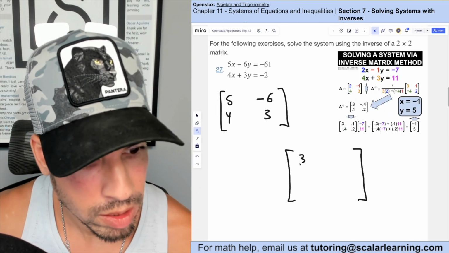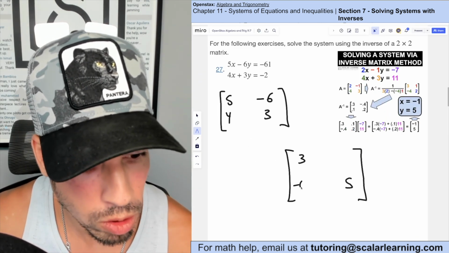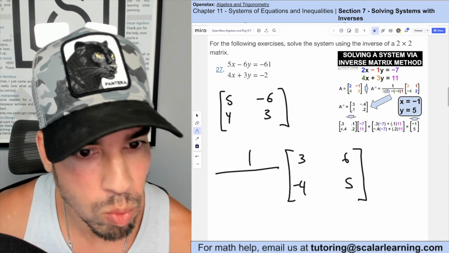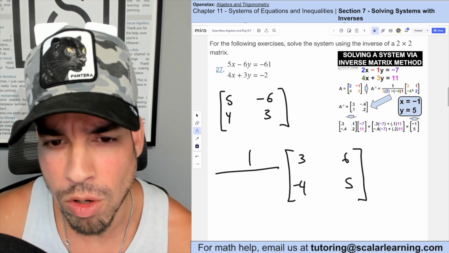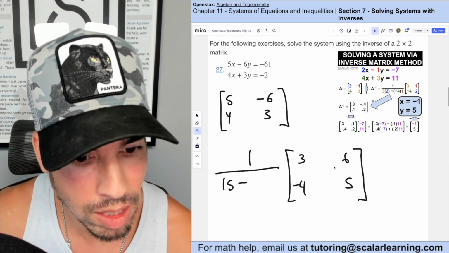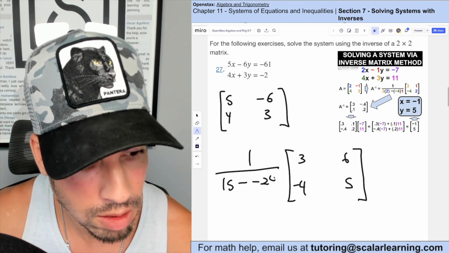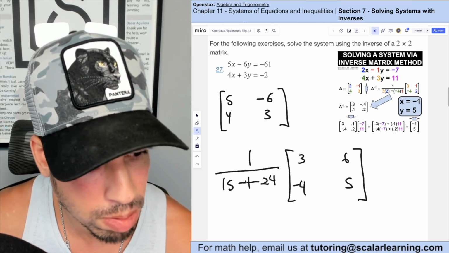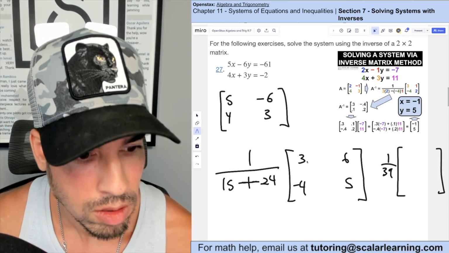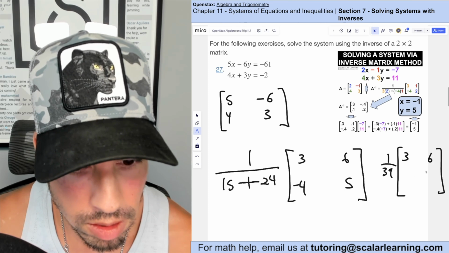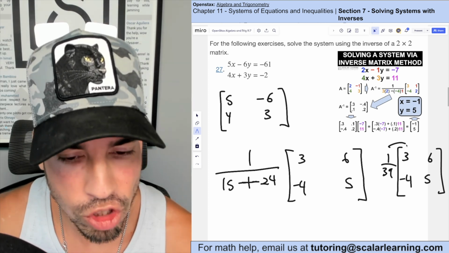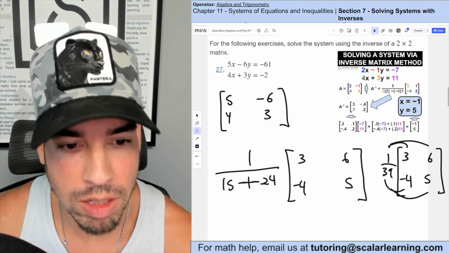So 5 and 3 switch places, and then the 4 goes negative, the 6 goes positive, and then we multiply by 1 over, and then see it's all written out here, it's all color-coded, right? It's 3 times 5, which is 15, minus negative 4 times 6, which is negative 24. So of course that turns into a plus, and then we got 1 over 39, times all of this, which is 3, 6, negative 4, and 5. Great.